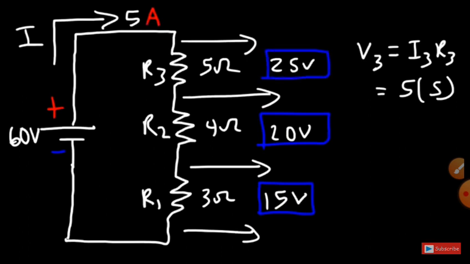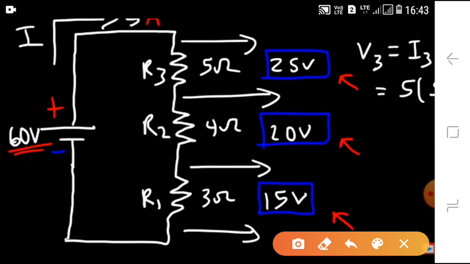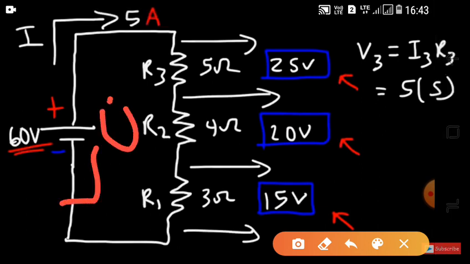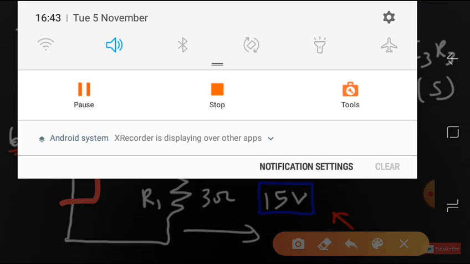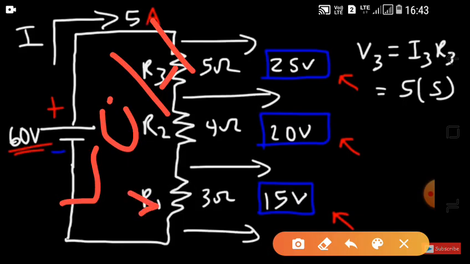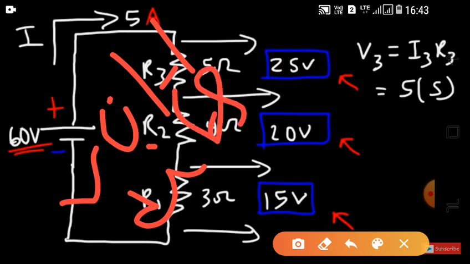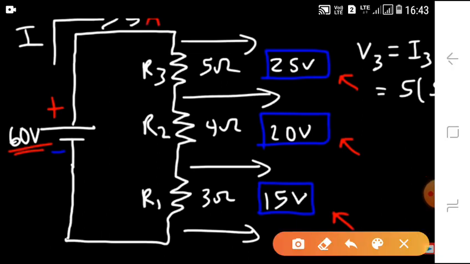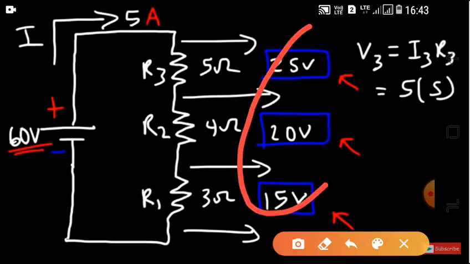So notice that if you add up 15 plus 20 plus 25, it gives you 60. And so the voltage of the battery is equal to the sum of all of the voltage drops across those resistors. And there's something called Kirchhoff's voltage law, which basically states that as you go around a circuit in a loop, the total voltage will be 0.